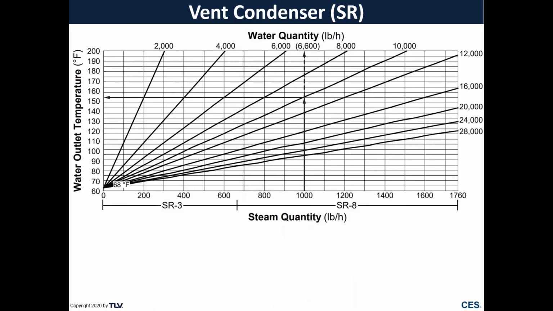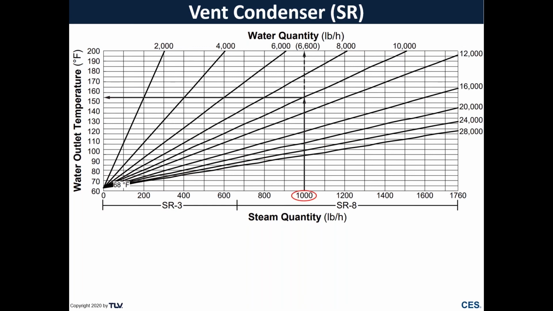Let's take a look at some of the considerations when selecting a vent condenser for use. So we have a couple of models shown across the bottom of this chart here. We have the SR3, which can condense up to 660 pounds an hour of flash steam. And we have our SR8, which can condense anywhere between 0 and 1,760 pounds an hour of flash steam. So the first thing that we need to determine, how much flash steam do we have? How much do we want to condense? So for this example, let's say we have 1,000 pounds an hour of flash steam.